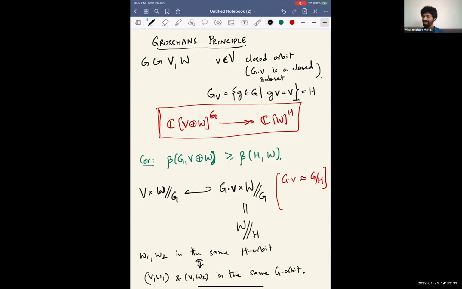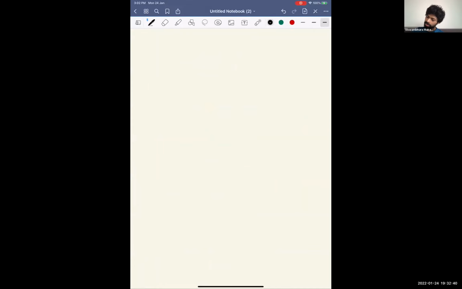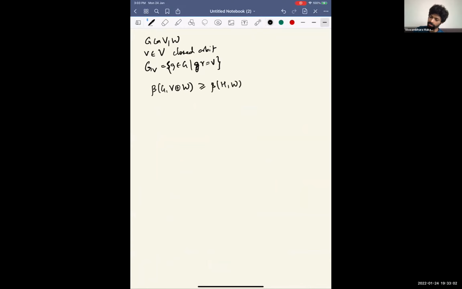Okay, that's great. So now let's think about it. If I want to use this, I'm going to do it in two different ways. So let me write these things down again. The setup that I have is G acting on V ⊕ W, little v in V with closed orbit, and I have the stabilizer. So G_v is the set of g in G such that g v is equal to v. And then I have that this degree bound is larger than this degree bound.